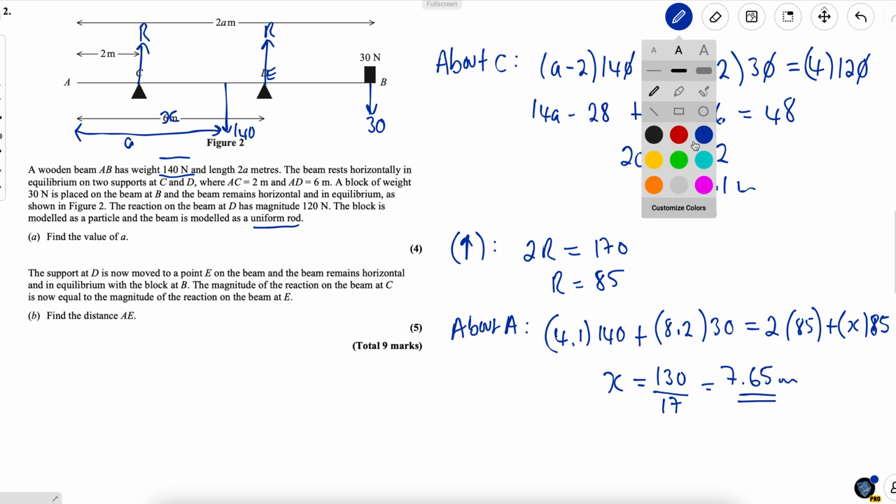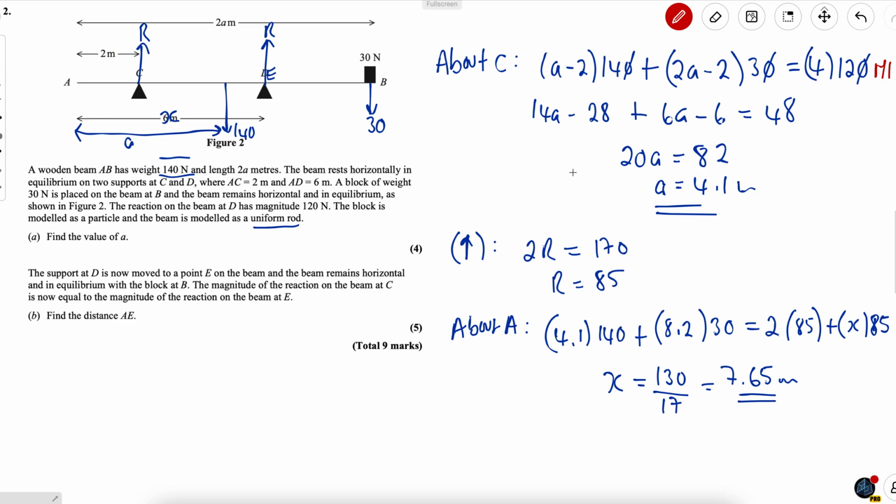Marks wise, there's a method mark for an equation just in a. All terms included, no additional terms. It must be dimensionally correct, so you must have force and distance multiplied together for each of those terms. They do allow, if you've accidentally put g in, you can still get that method mark. 2 accuracy marks, one each for the equation. You get 2 marks if it's fully correct and 1 mark deducted for each error.